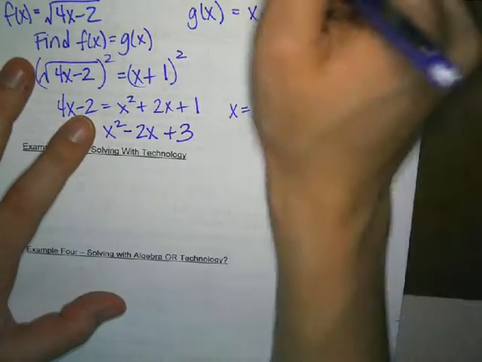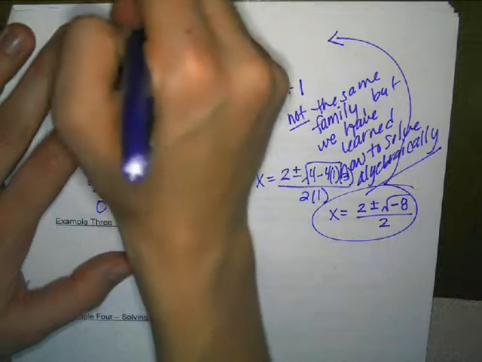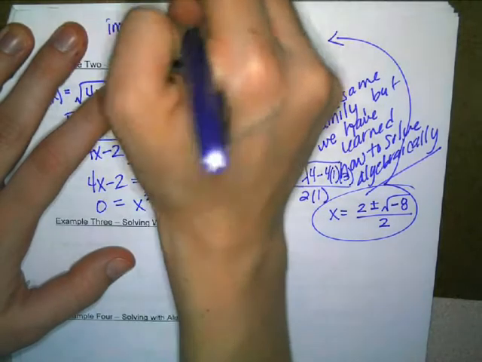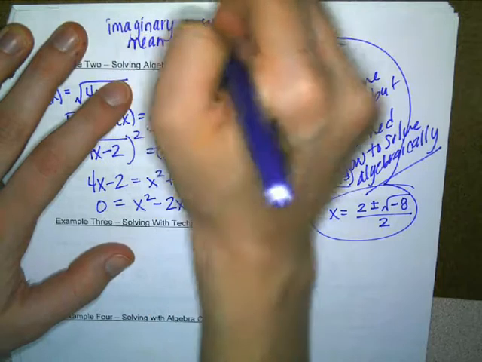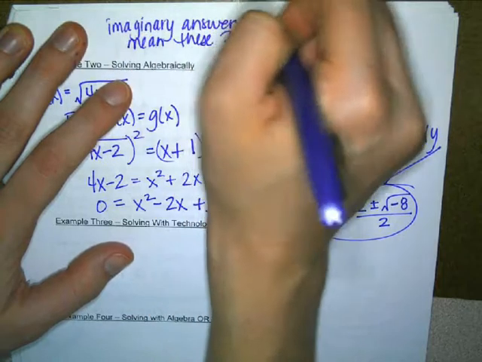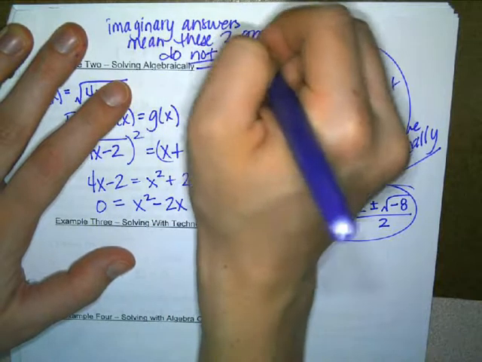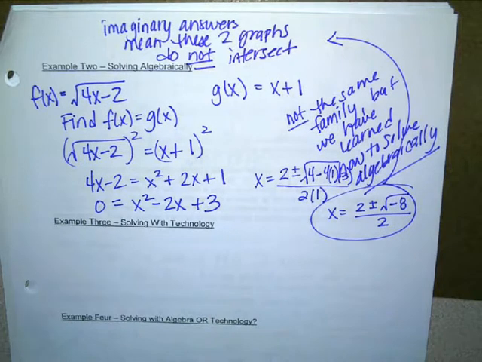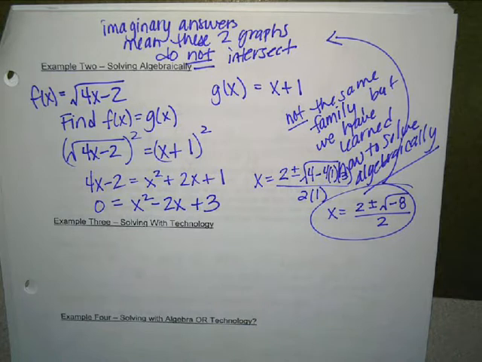Now when that happens, what does that imaginary answer mean? Well, imaginary answers mean these two graphs do not intersect. Okay, so for some reason, because we can't solve this one and get x values that work, these two graphs actually do not intersect. And that is possible. So, looks like that one doesn't.